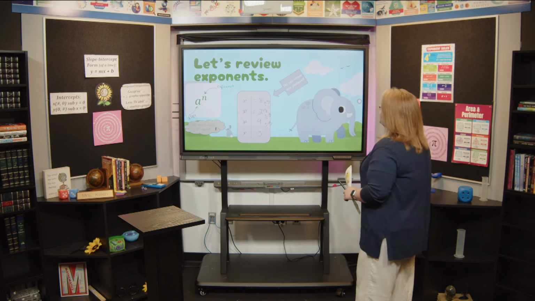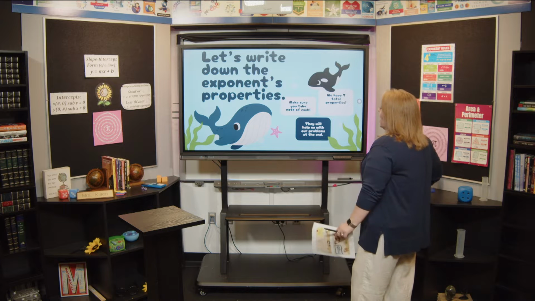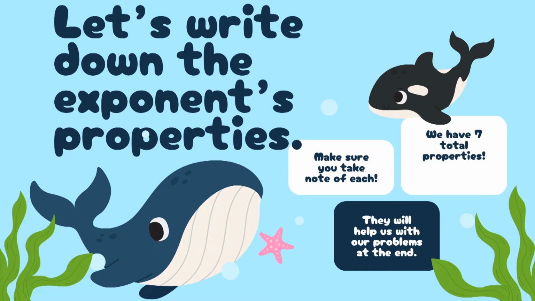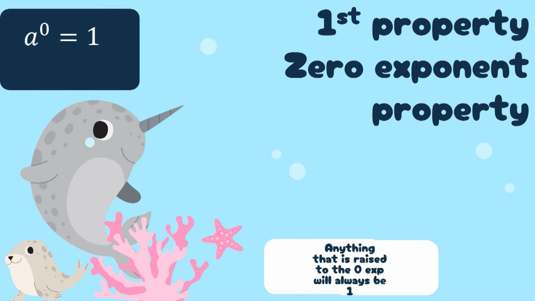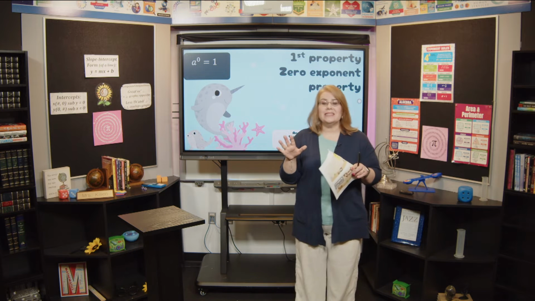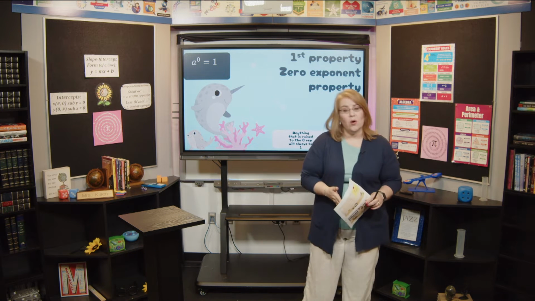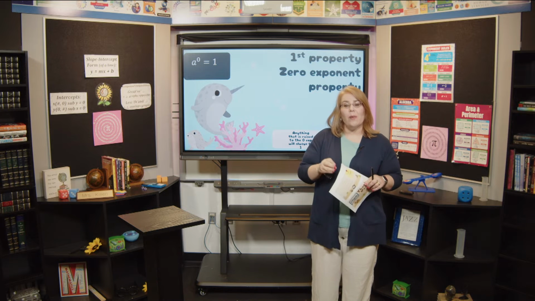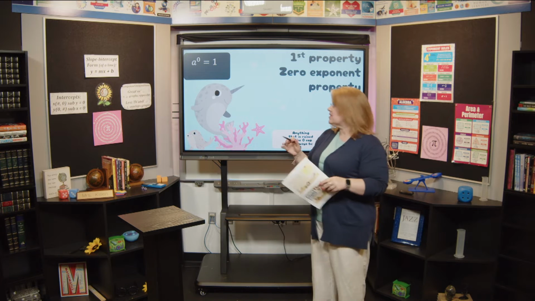So here we go. Let's write down the exponent properties. Make sure that you're taking note of each. They will help us with our problems at the end, and like I said, we're only going to do 7 of the 8 today. So the first property is the zero exponent property. Well, this is what we just looked at on that other page. Anything, it doesn't matter how big or how small the number is, anything to the 0 power is going to be 1. That's all it is.